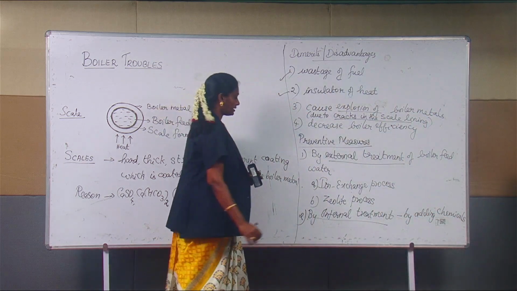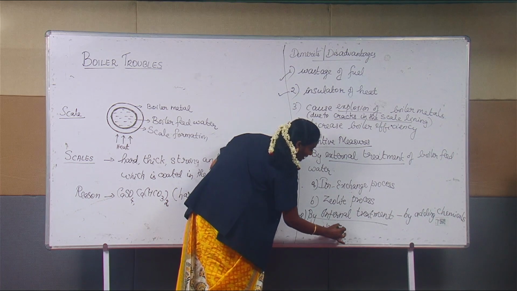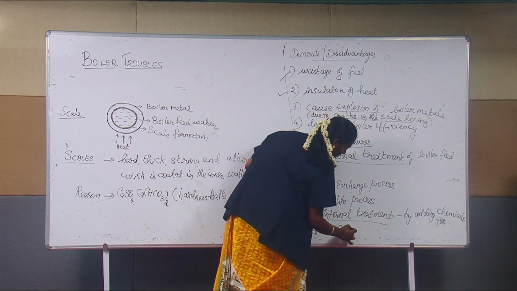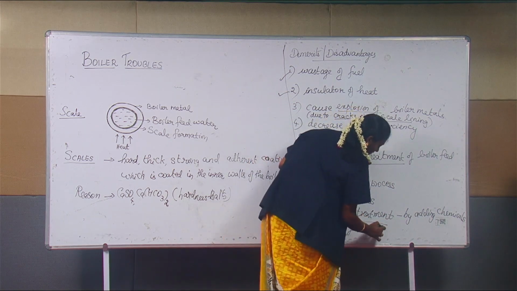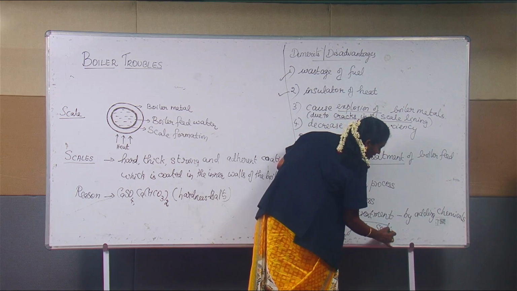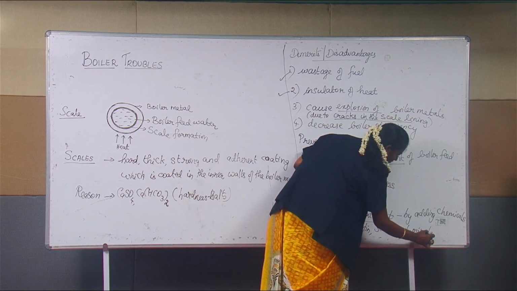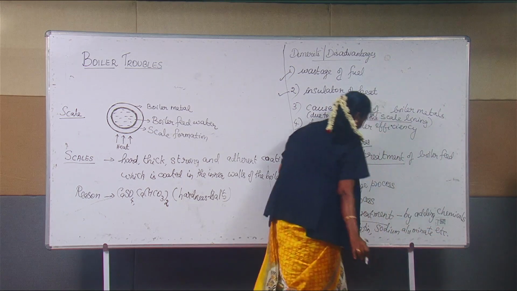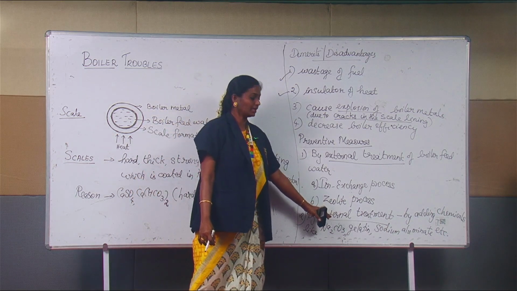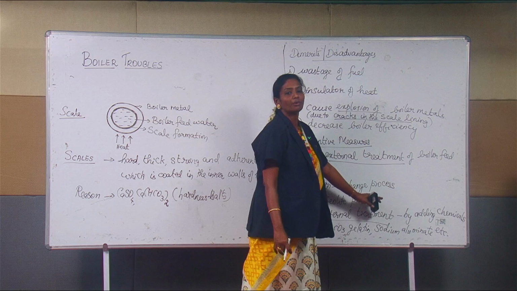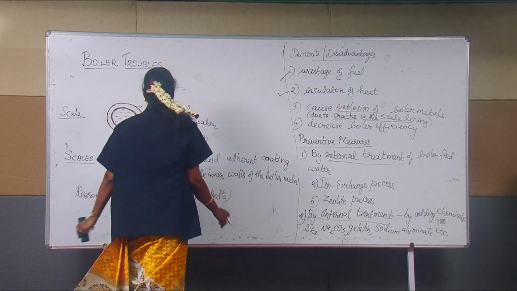By adding chemicals like sodium carbonate, gelatin, sodium aluminate, etc. Sodium phosphate, all these can be used as the chemicals in the internal treatment of boiler feed water, by which we will be able to remove the scales.